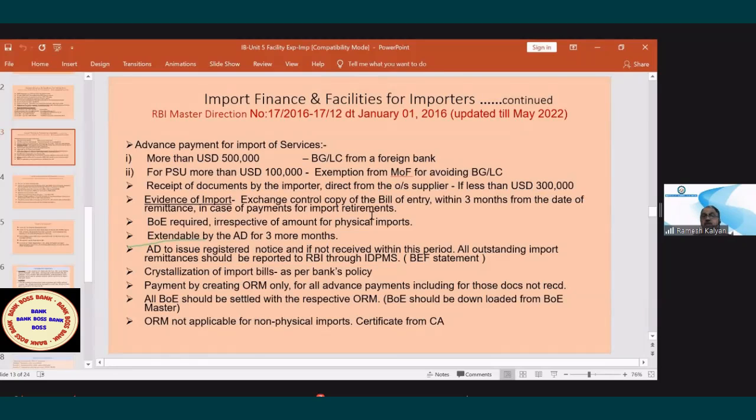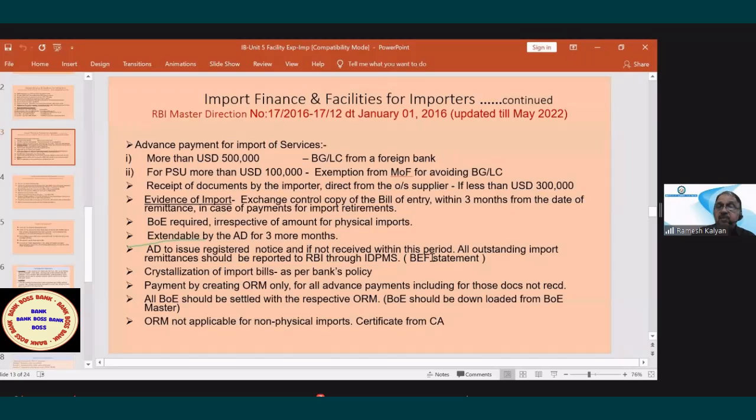Suppose the goods are not received within 3 months, we can give an extension of another 3 months. 3 plus 3, 6, without referring to the Reserve Bank of India. But if it is not received even after 6 months, we have to report to the Reserve Bank of India through IDPMS in this BEF statement, the Bill of Entry Forwarded Statement. So this is the second statement I told you. Number one is extension of time. The second one is Bill of Entry, wherever the Bill of Entry is not received.